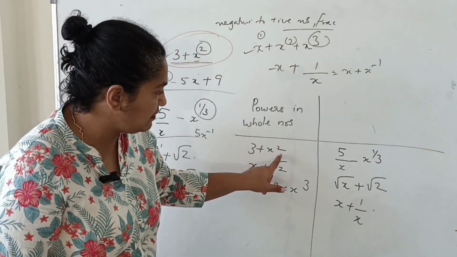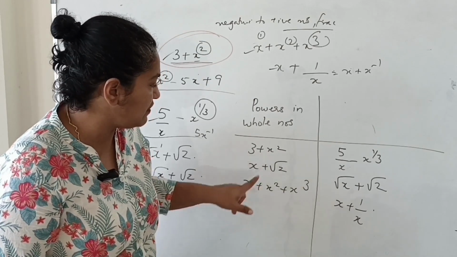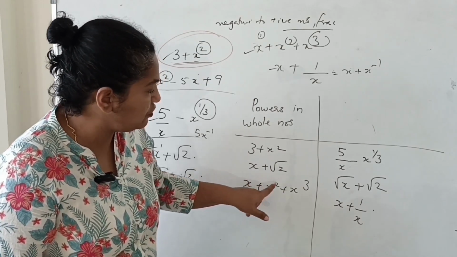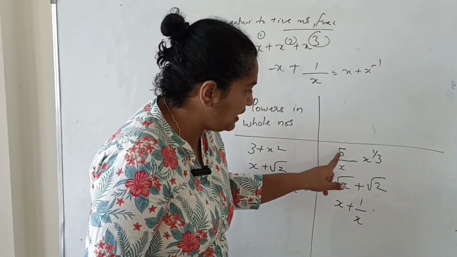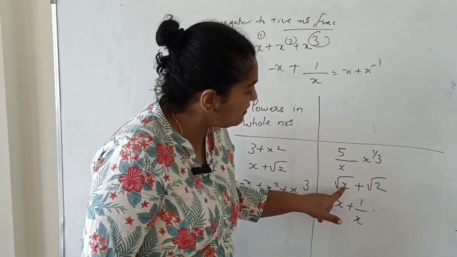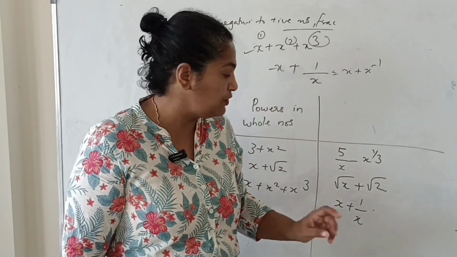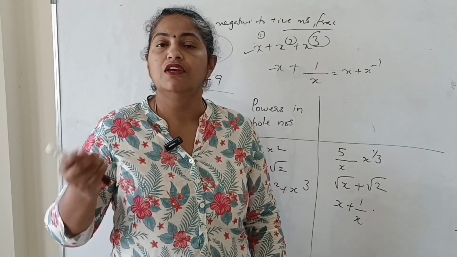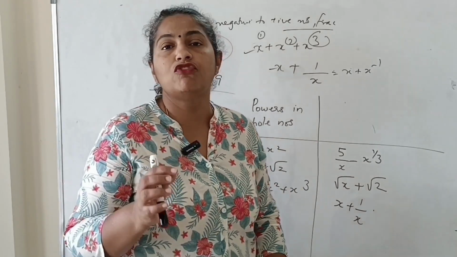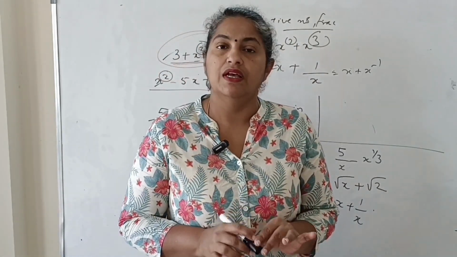So here you can see the power of x is 2, here the power of x is 1, here the power of x is 1, 2 and 3. On this side you can see that the power of x is minus 1 and 1 by 3. Here it is x raised to 1 by 2, so the power is 1 by 2. Here it is x plus 1 by x, which is plus 1 and minus 1. So in these cases, the powers of x are not whole numbers.